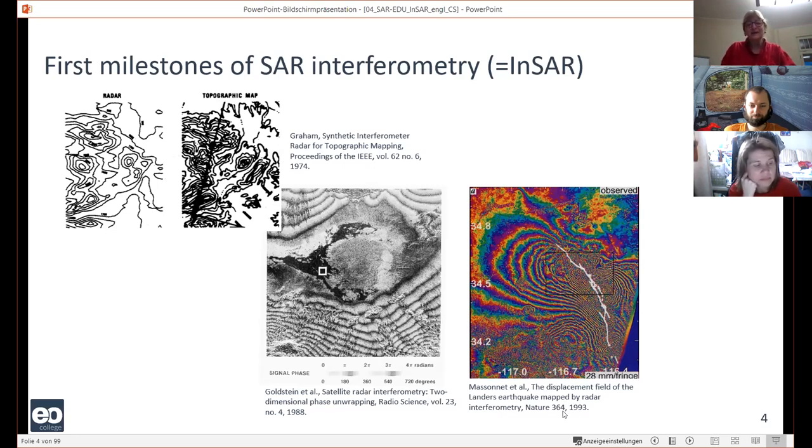And, you know, Nature is the biggest journal where somebody can have a paper. And so this landed on the front page, and the title page was Image of an Earthquake. So this was the first time that an earthquake could be visualized with radar data. So every radar person knowing interferometry, if you show that image, everybody knows the story and how important this first differential interferogram was from 1993.